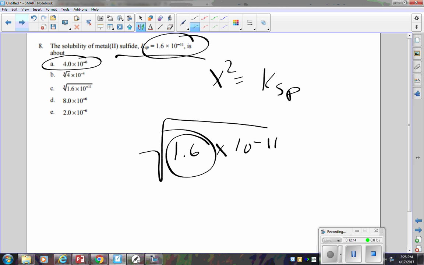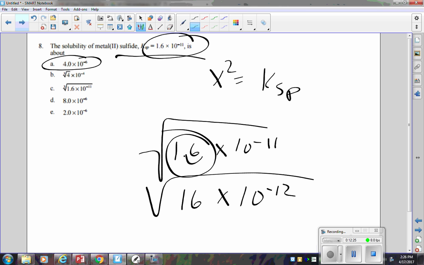I would switch it over, move it over here to make it easier. So I'm going to say 16 times 10 to the negative 12. Take the square root of that. Square root of 16 is going to be 4. Half of negative 12 is going to be times 10 to the negative 6. Manipulated in scientific notation makes it easier to deal with.